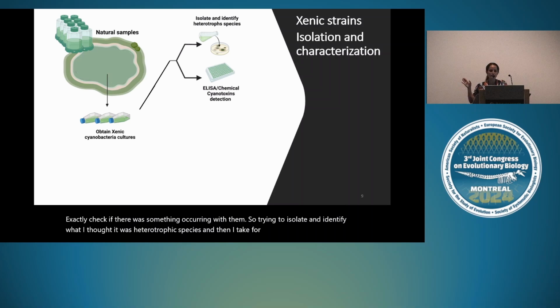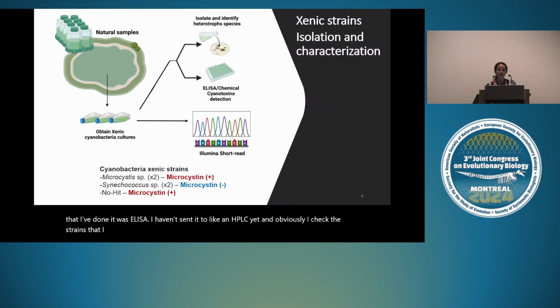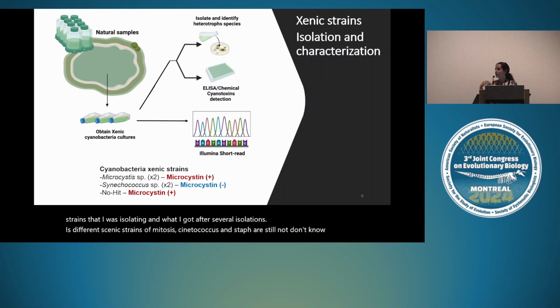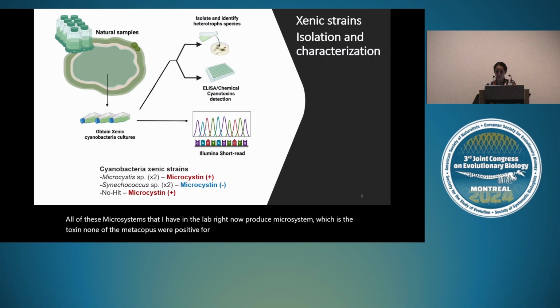All the toxin analysis that I've done was by ELISA. I haven't sent it to an HPLC yet. And obviously, I checked the strains that I was isolating. After several isolations, I got different xenic strains of Microcystis, Synechococcus, and stuff I still don't know what they are. All of the Microcystis that I have in the lab right now produce microcystin, which is the toxin. None of the Synechococcus were positive for that toxin.